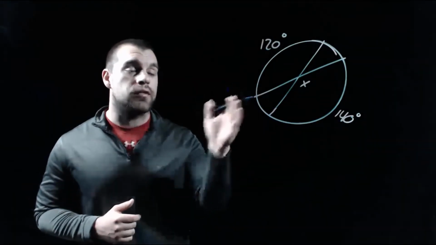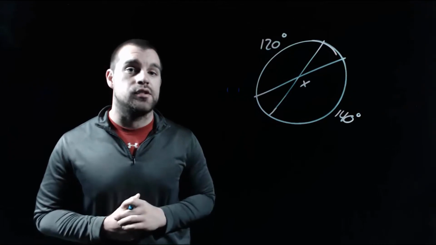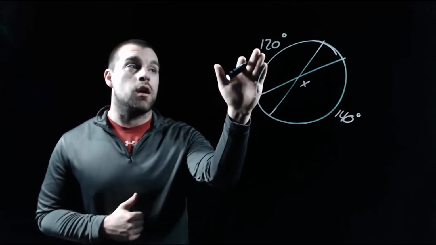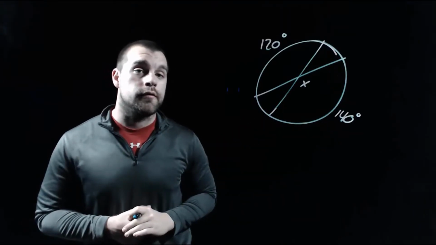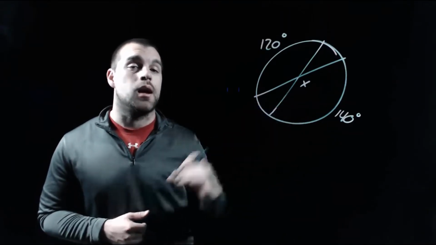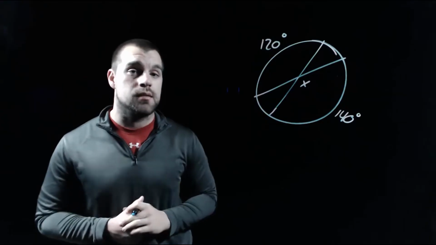So in this example, we've got two chords intersecting inside of a circle, and we've got the measure of the arc on the top left as 120 degrees. The arc on the bottom right is 140 degrees, and we want to use that to help us find the measure of this angle X in the middle.